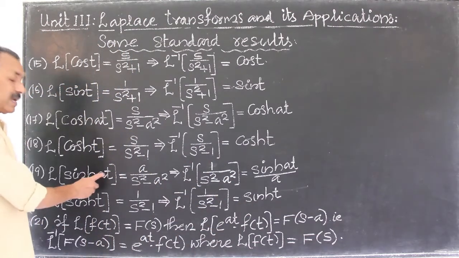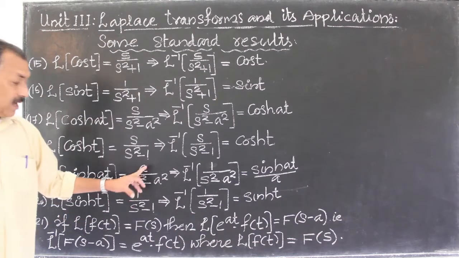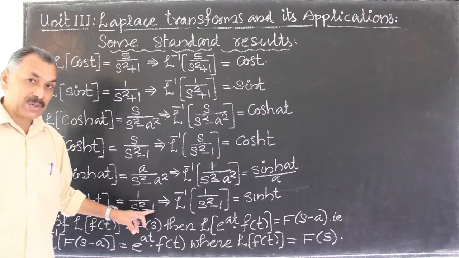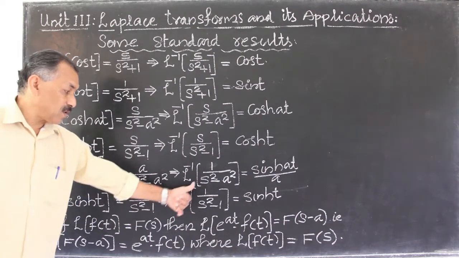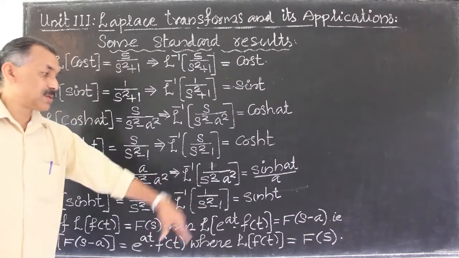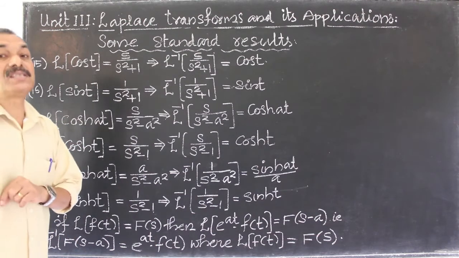Then put a is equal to 1. That means Laplace transform of sinh t is equal to 1 divided by s square minus 1 square, with a equal to 1. That means L inverse of 1 divided by s square minus 1 is equal to sinh t. These are the three results. Then the first shifting theorem, or S shifting theorem.